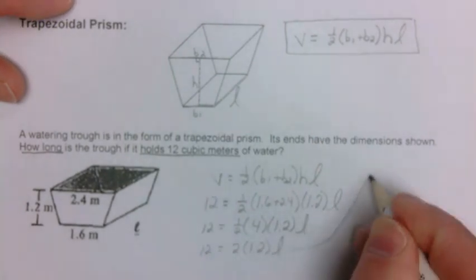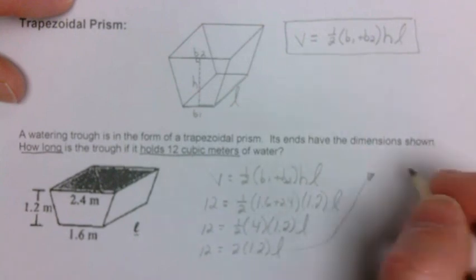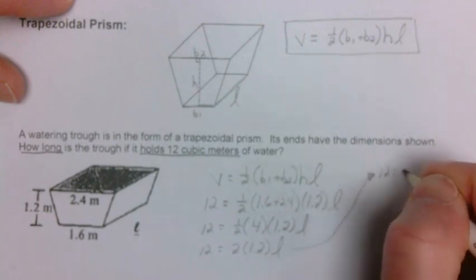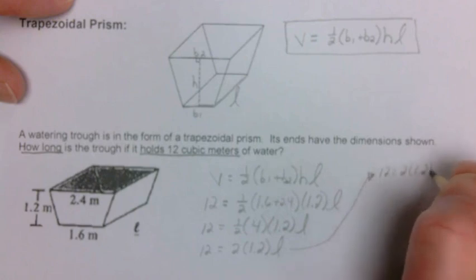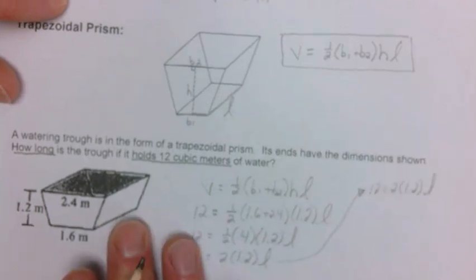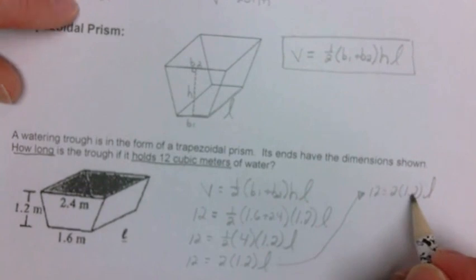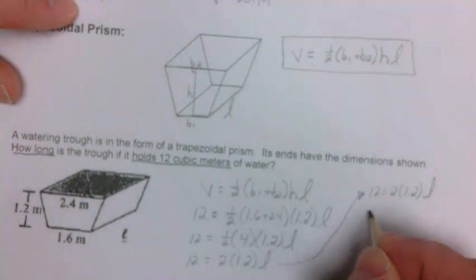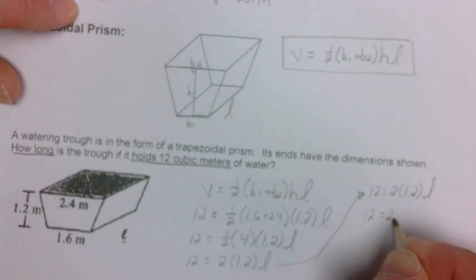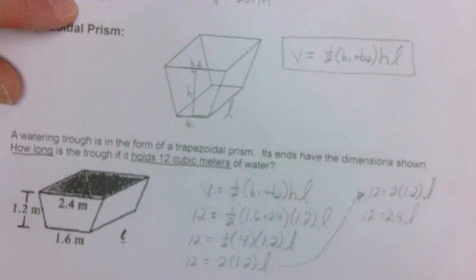Well, half of 4 is 2, so 12 equals 2 times 1 and 2/10 times L. And I'm just going to bring that up over here. Okay, so 12 equals 2 times 1 and 2/10 times L. Well, if I multiply 2 times 1 and 2/10, that equals 2 and 4/10. 12 equals 2 and 4/10 times L.